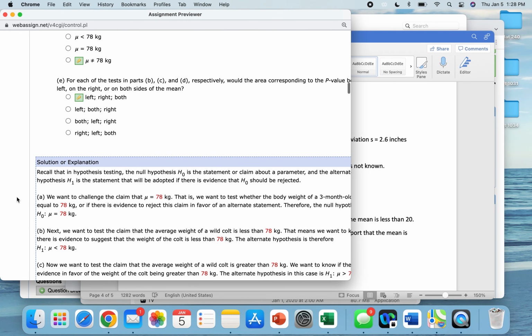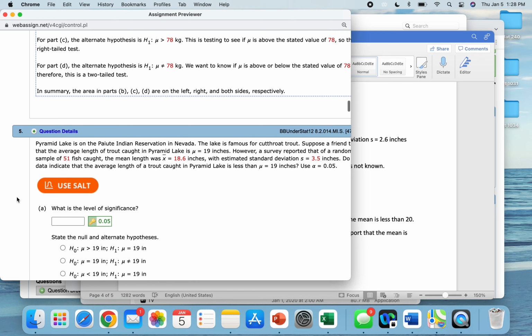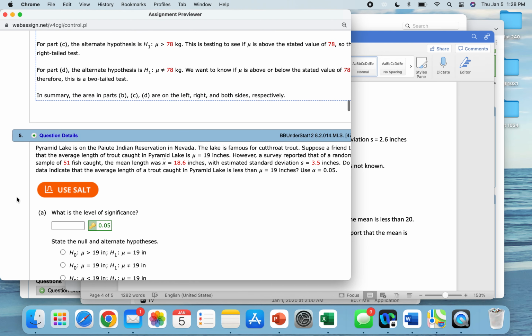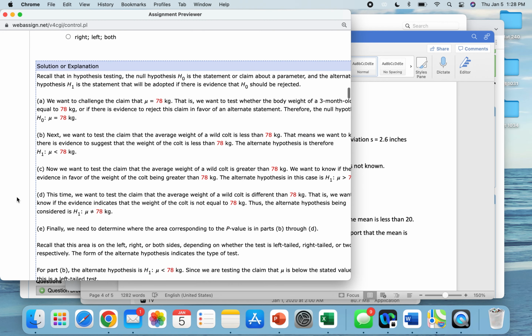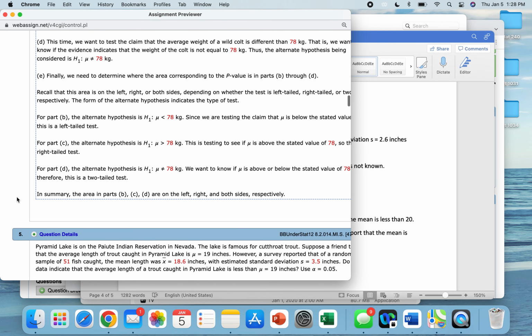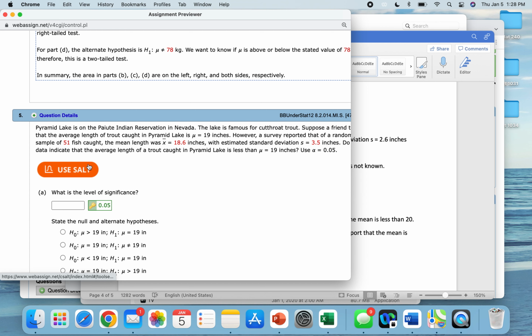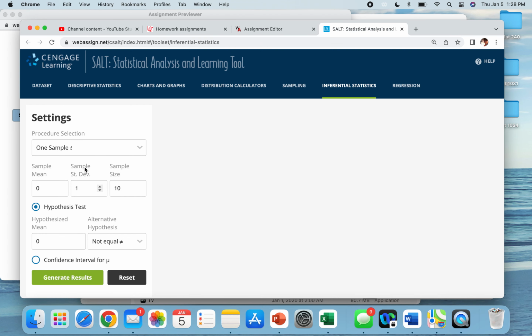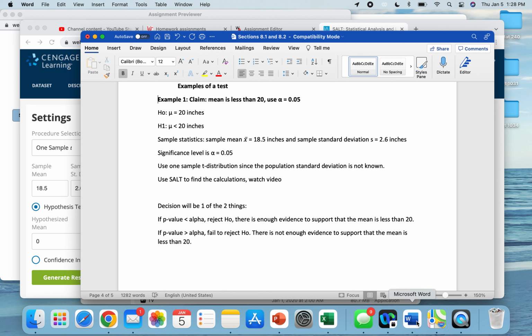It'll pull up. Use SALT anytime you can. On number 7, it doesn't have the SALT link on there, but you can use the SALT link for this one right here. It pulls up one sample t. The sample mean was 18.5. Sample standard deviation was 2.6. I did not write down the sample size in this problem.